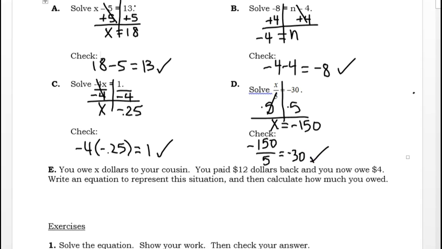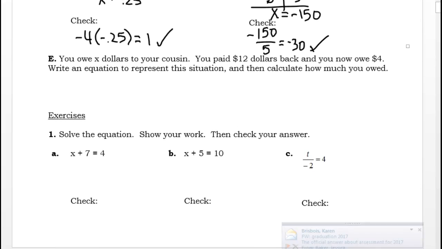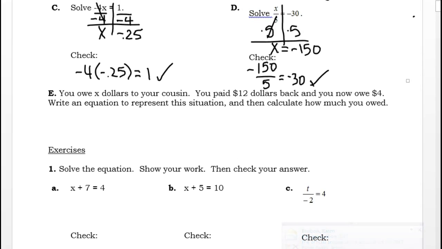I got one word problem. Letter E says you owe x dollars to your cousin. You paid $12 back, and now you owe $4. Write an equation to represent the situation, then calculate how much you owed. So you owe your cousin x dollars. You paid back 12, so I'm going to subtract 12 from that unknown quantity, and now we owe 4.